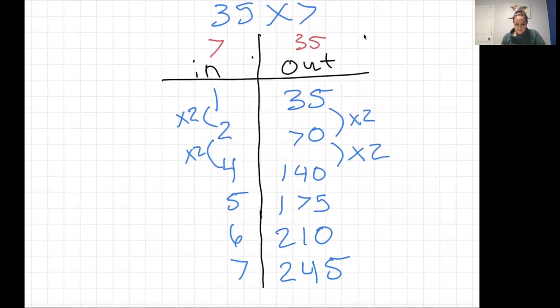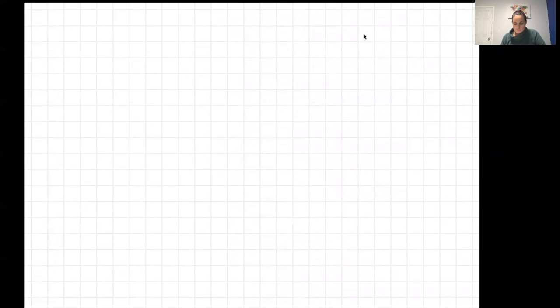The next way is to use the box method or the area model. And this is one that's popular for a lot of you guys, specifically as the multiplication gets bigger. Okay, so we want to use, I call it the box method.